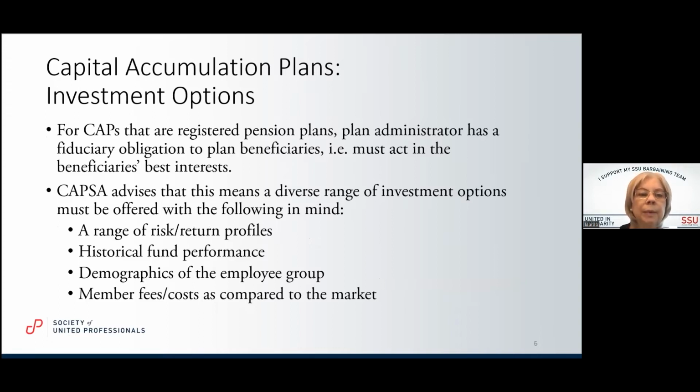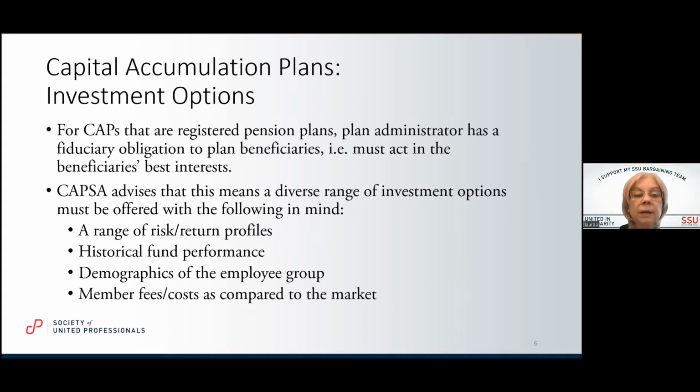CAPSA, which we learned about yesterday, which is a group that provides guidance and support and advice to the pension community, they advise that this means that there must be a diverse range of investment options that suit every person's individual profile. So you've got to have aggressive growth funds, everything from there ranging to balance funds to maybe a money market or fixed income funds.